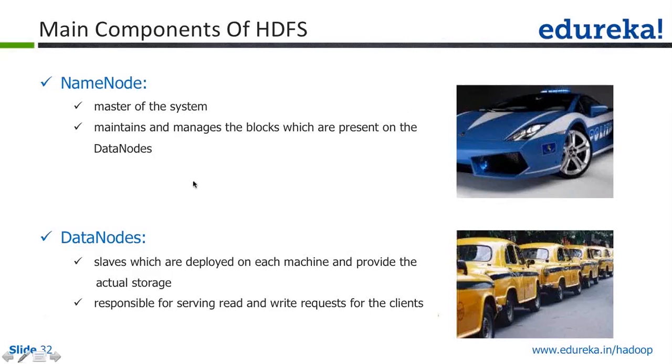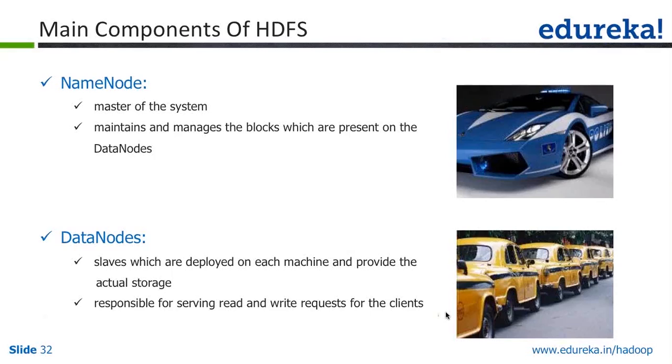Now, what is a data node? As we said, commodity hardware, and you can look at this analogy: these will be like these Ambassador taxis, where you don't worry about the reliability. These will be huge numbers of cheap machines which can be commodity hardware.